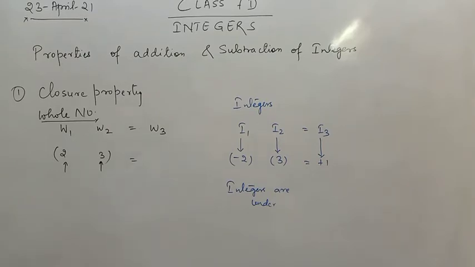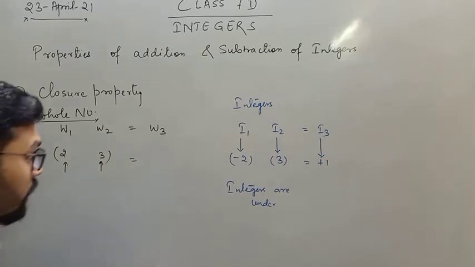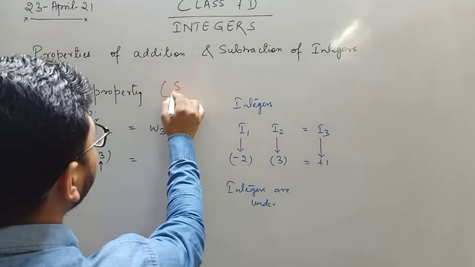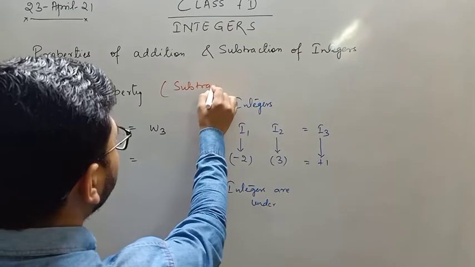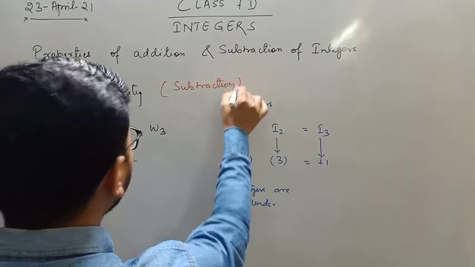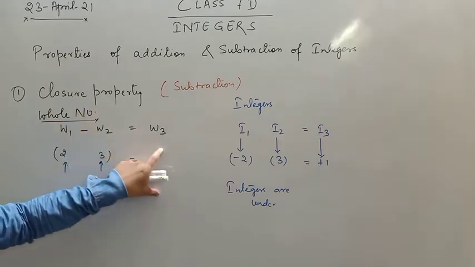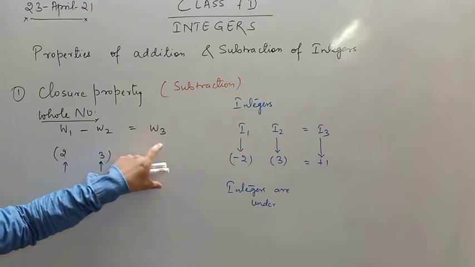Now I'll take another example for addition. First I'll explain you addition, now subtraction. Okay, let's say I have one whole number w1 minus w2. Is this equals to w3? I mean, in LHS I have a whole number. Should I get a whole number in the RHS also?